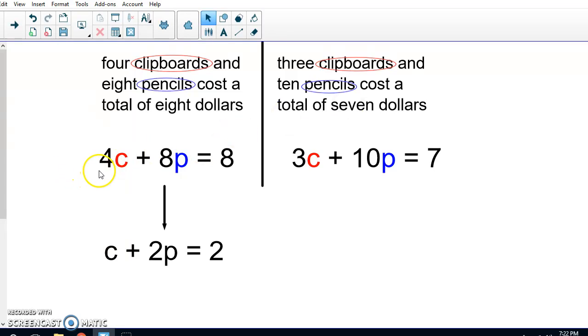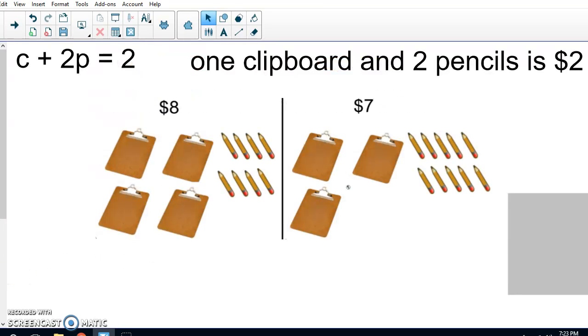Is there a way we can reduce any of our equations? Well, if you look at 4C plus 8P equals 8, they all have a factor of 4 involved. So we could easily divide everything by 4 and create a new equivalent equation, C plus 2P equals 2. But what does that mean? C represents clipboards, P represents pencils. So 1 clipboard and 2 pencils is equal to $2.